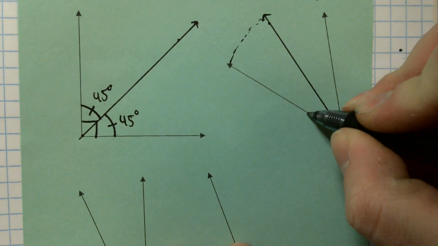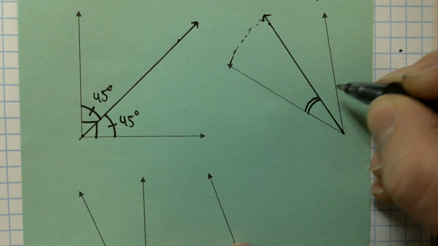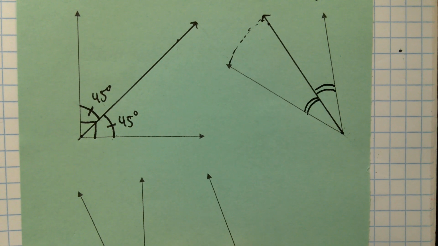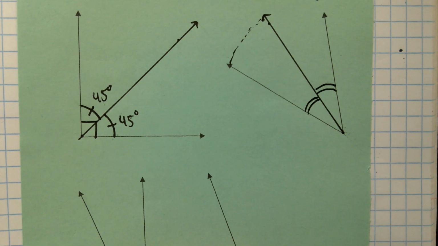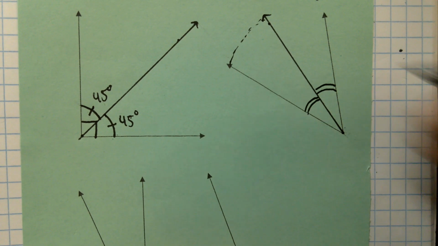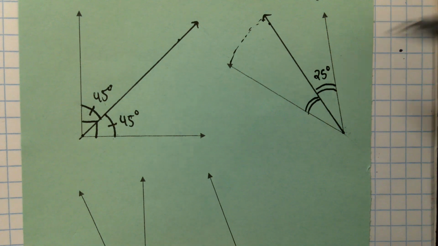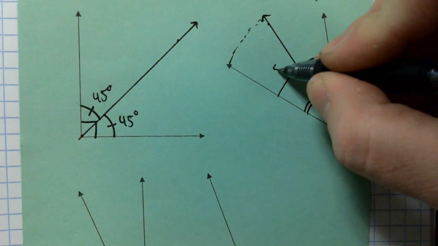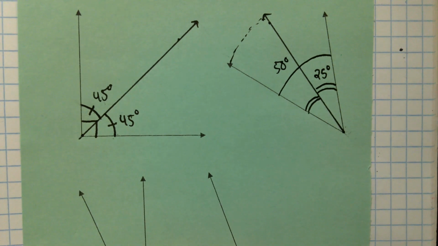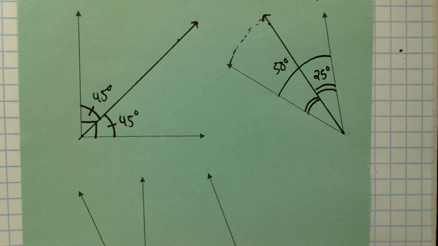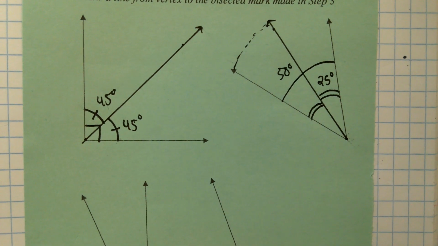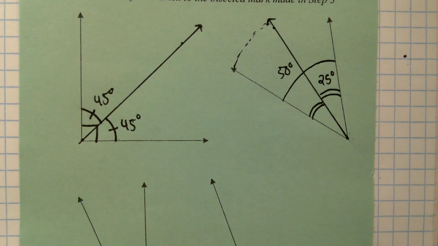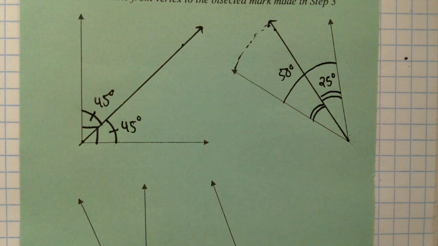I'm going to mark my angles. It doesn't matter what angle marker you use as long as it is the same. How many degrees was that little angle again? 25. What's the entire angle again? 50. Am I going too fast? No. Okay.